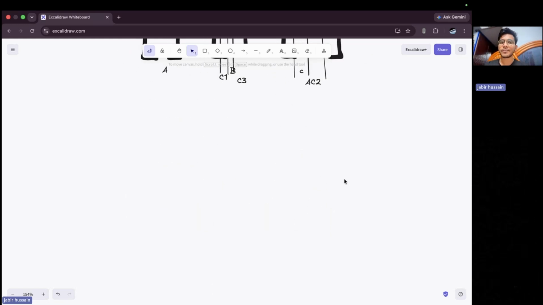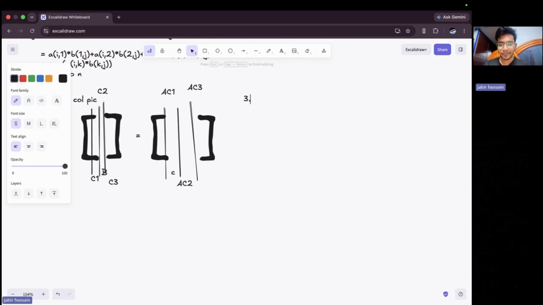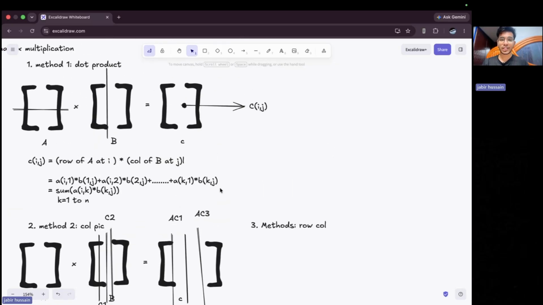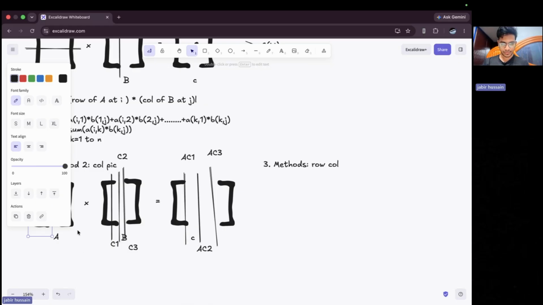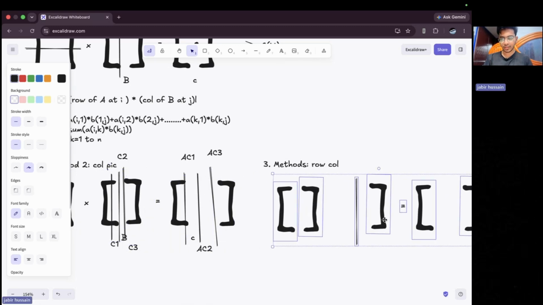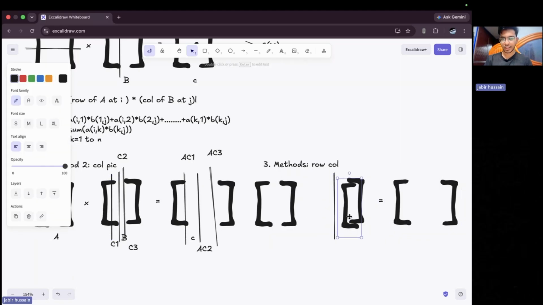Similarly, there is an alternate picture, which is the row picture. In method 3, we see the row picture. In this, what we will do is let me copy the same thing. I'll copy these things here. Copy and paste. Okay, I got this here. This bracket is missing. Copy and paste and take it here.